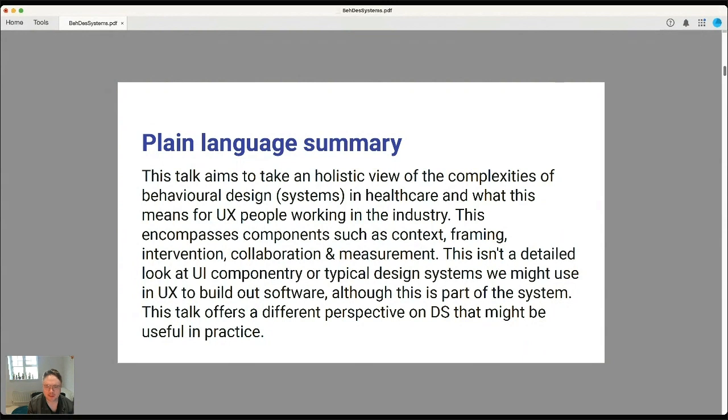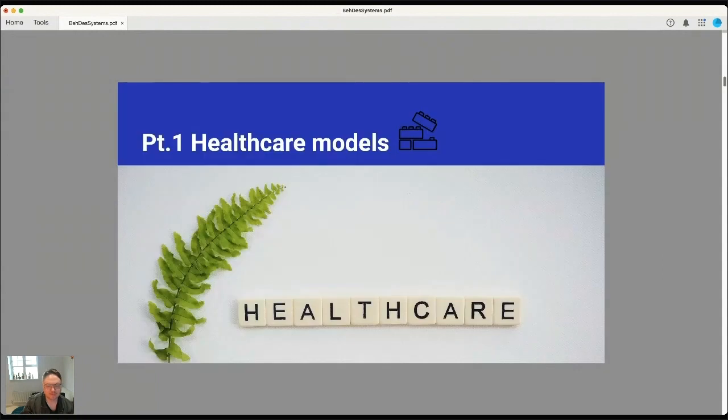So if you're expecting sort of a detailed look at UI componentry that you might find in typical design systems, it's not quite that, although it is part of it as well. So this is trying to look at a systems thinking, systems level approach to design systems that might be useful in practice, not the typical design systems that you might find to operationalize software, although that is important.